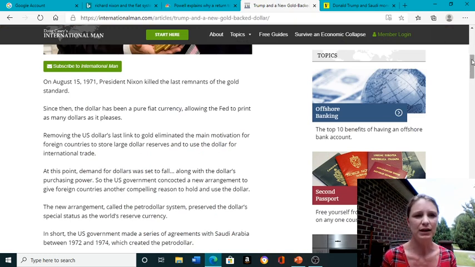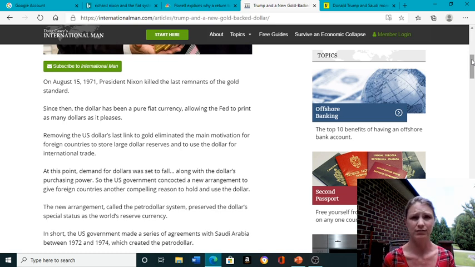So, in 1971, President Nixon killed the last remnants of the gold standard. Since then, the dollar has been a pure fiat currency, allowing the Fed to print as many dollars as it pleases. Removing the U.S. dollar's last link to gold eliminated the main motivation for foreign countries to store large dollar reserves and to use the dollar for international trade. They did this because the dollar was backed by gold. It was worth something, okay?